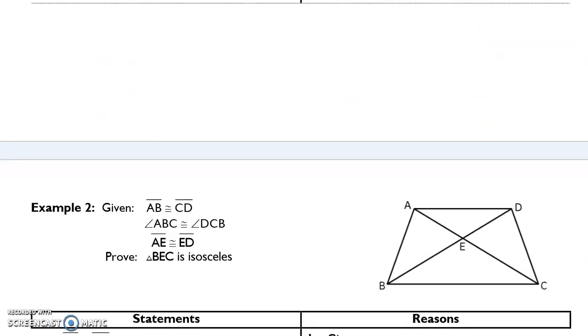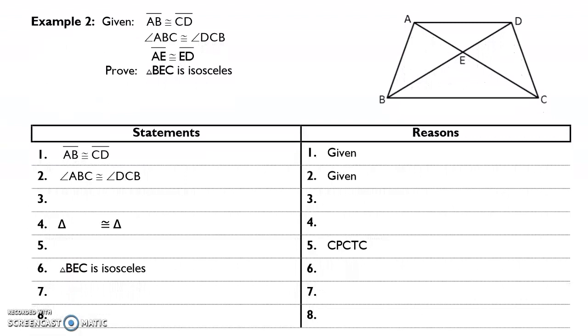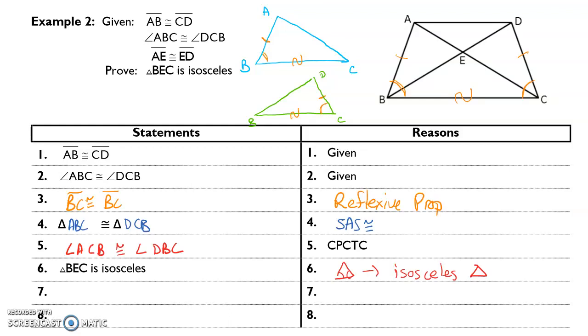All right, now we got one more that's a little bit more challenging. I'm going to pause the video, see if you guys can complete this proof. See if pulling out those two overlapping triangles helps. So here's the option I went with. Okay, the key is seeing the reflexive property, then you have congruent triangles.